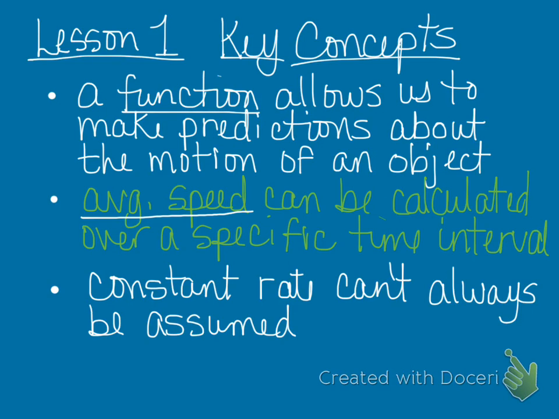And we've found out that when you have a constant rate, the average speed never changes. But constant rate can't always be assumed. So one thing that we'll need to do with these functions is to check the average speed to see if it's the same all the time. Then we know that it's a constant rate, and that would be a linear function. Otherwise, it's something other than linear. And so we'll be looking at both of those.